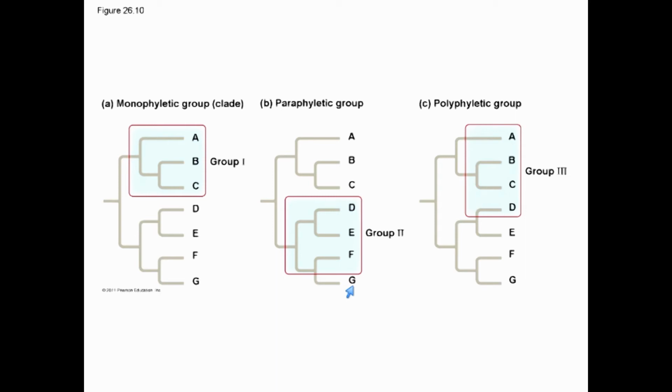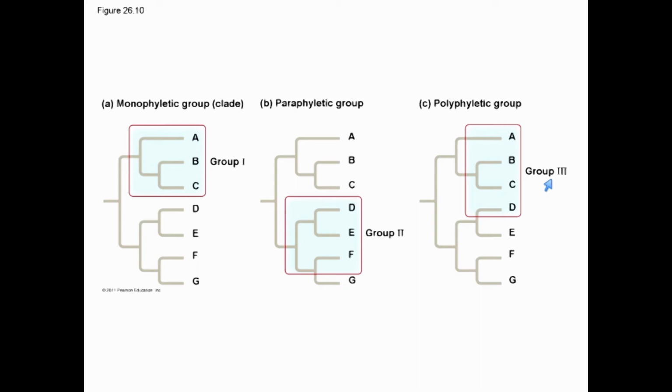If it included G, whatever that lineage is, then group 2 would be considered monophyletic as well. But it's not including the lineage G. That's why it's considered to be paraphyletic.